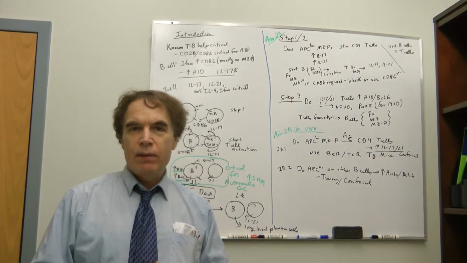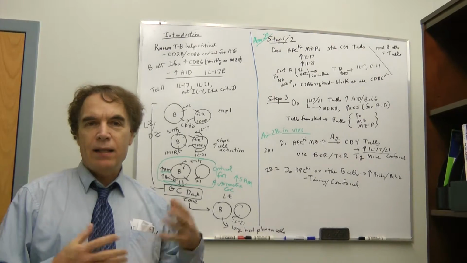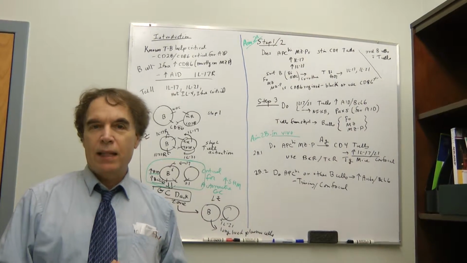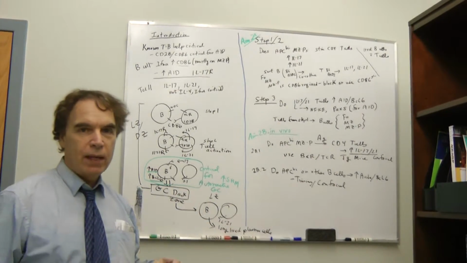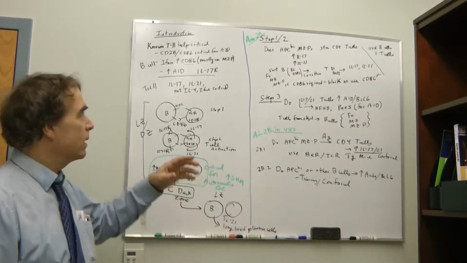Today what we're going to cover in AIM-2 is how the T cells get induced to make the cytokines, and then what B cells they act upon. So now we're going to add the two cell interaction component, to stimulate the T cells, and then the T cells go back on the B cells.